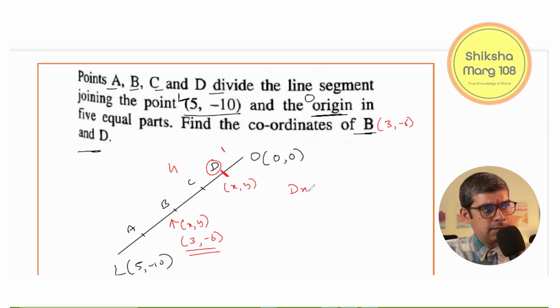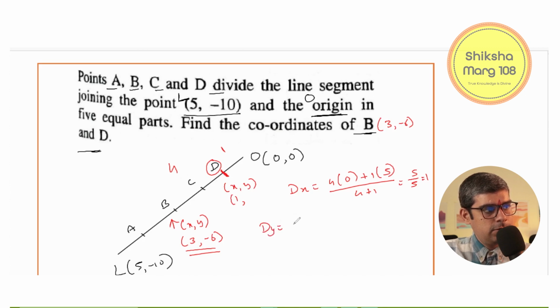So dx, the x coordinate of D, would be 4 times the x coordinate of the origin, which is 0, plus 1 times L, which is 5, the whole upon 4 plus 1, which is 5. That's going to be 0 plus 5, which is 5 over 5, which is 1. So we got the x coordinate of D, which is 1. That's quite straightforward. Dy, let's find the y coordinate of D now.